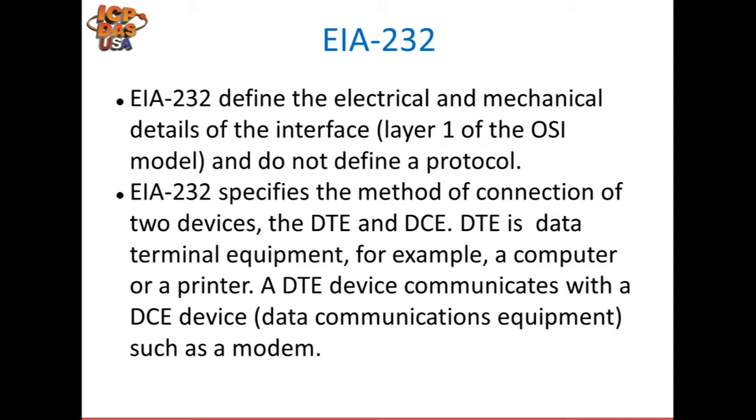The RS-232 interface standard specifies the method of connection of two devices, the DTE and the DCE. DTE refers to the data terminal equipment, for example, a computer or a printer. A DTE device communicates with the DCE. The DCE, on the other hand, refers to the data communication equipment, such as a modem.